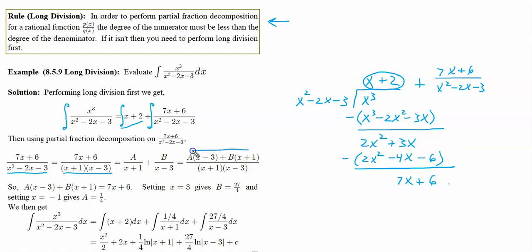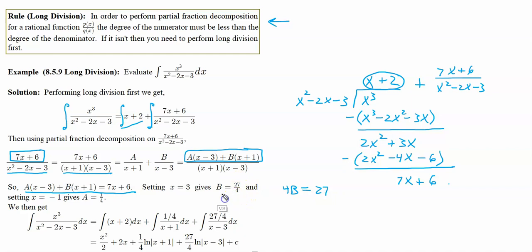And then we need to set the numerator here equal to this numerator over here, and then just pick strategic values for x. So what we have is that down here. Setting x equaling 3, this term will drop out, and we obtain B equals 27 over 4. If you put 3 in here for x, just verify that you get B times 4 equals, and putting 3 in right here, you get 21 plus 6, so that's 27. So that's how you get B is 27 over 4.